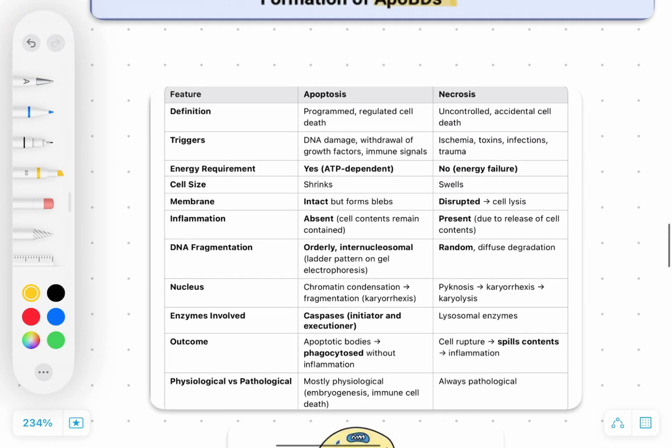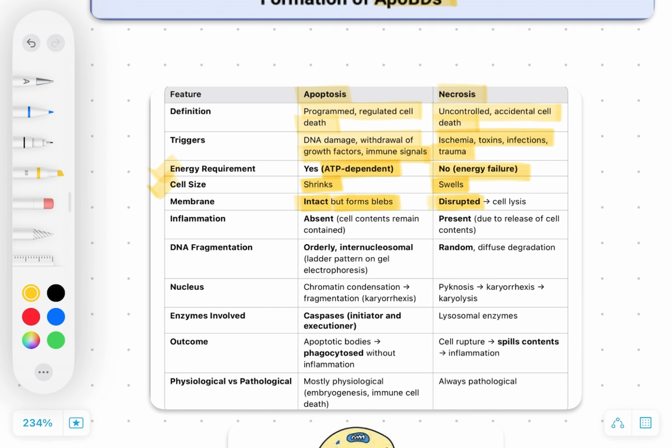So let us see the differences between apoptosis and necrosis. Apoptosis is a programmed regulated cell death. Necrosis is an uncontrolled accidental cell death. The triggers for apoptosis are DNA damage, withdrawal of growth factors and immune signals. Necrosis is due to ischemia, toxins, infection and trauma. Apoptosis is ATP dependent, necrosis is not ATP dependent. This is important: cell size shrinks in apoptosis, while the cell swells in necrosis. Membrane is intact but formation of blebs occurs in apoptosis.